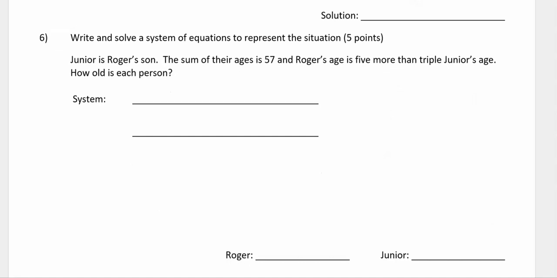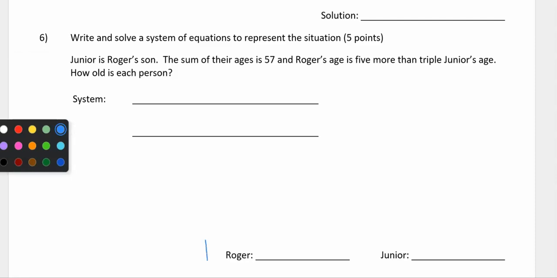Number 6, write and solve a system of equations to represent the situation. So this one's nice, you guys. They made it really easy for you. They told you what the variables were. See how you're trying to find Roger and Junior? So Roger's age, Junior's age, use R and J. There's your variables. Junior is Roger's son.